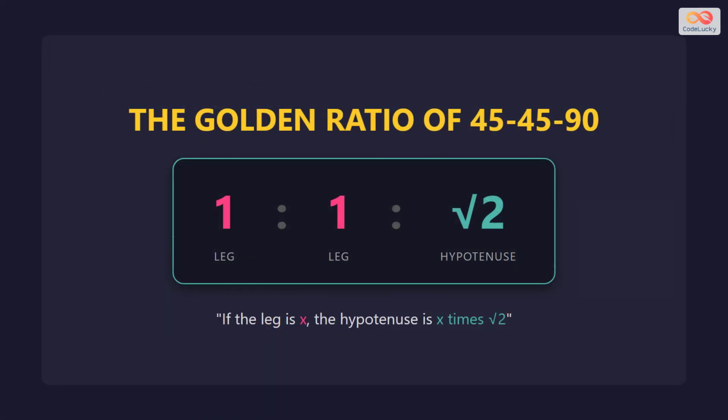This gives us the permanent ratio for every 45-45-90 triangle. The ratio of the sides is always 1:1:√2. This means, if you know the leg length, you just multiply it by the square root of 2 to get the hypotenuse.